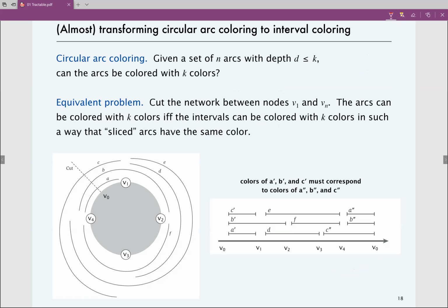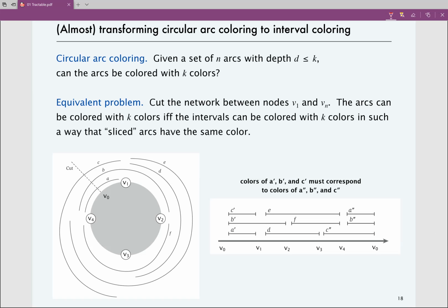But nevertheless, because these two problems look so similar to each other, we're still going to try to make use of the interval coloring problem in order to solve the arc coloring problem. The way we're going to do that is we're going to convert arc coloring to interval coloring. And the way we're going to do the conversion is that we have these vertices over here. Let's say that we have n vertices, n equals 4 in this case.